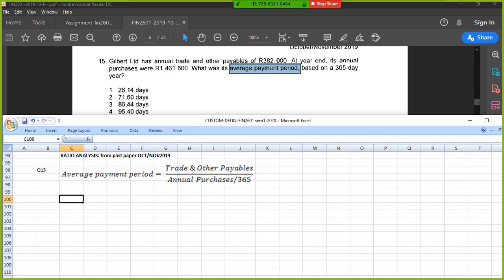Right, then we need to substitute. So the APP equals, do I have trade and other payables? Well, trade and other payables is given as 382,000, divided by open brackets. Have I been given the annual purchases? 1,461,600, divided by 360, close bracket, equals. Right, that you type into your calculator. Okay, option 4.